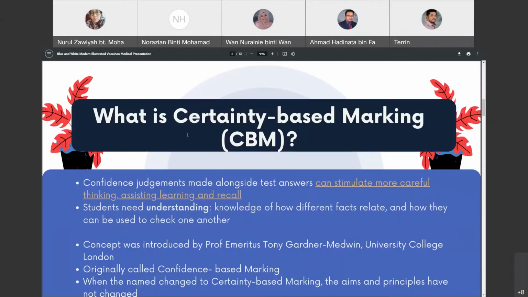So what is certainty-based marking? Confidence judgments made alongside test answers can stimulate more careful thinking, assisting learning and recall. For this workshop, I will take examples from my class, because I teach database every semester. So I know which batch are kind of okay, which batch actually understands the things they learn from the first of the semester until the end.